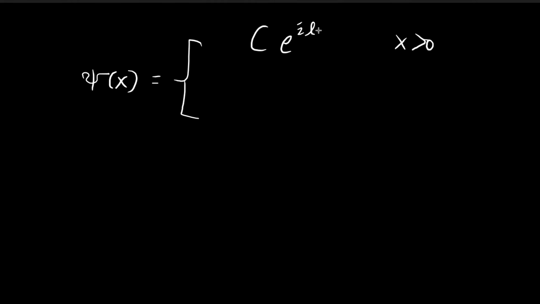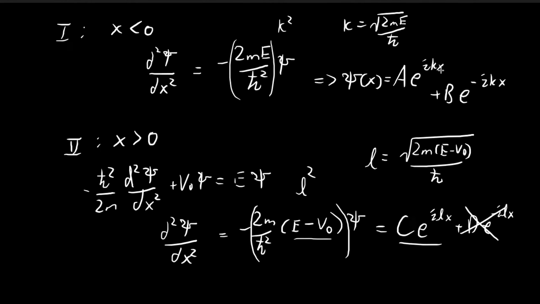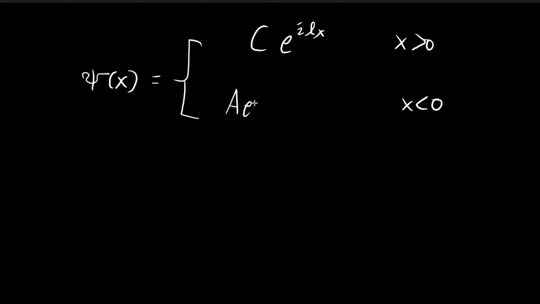So in the end, we can summarize what we have so far. For the region x larger than 0, our ψ(x) is equal to some constant c times e to the power of ilx. And then for the region x smaller than 0, our ψ(x) is equal to a times e to the power of ikx plus b times e to the power of negative ikx. So you see that this represents a wave traveling from the left to the right. This represents a wave traveling from right to the left. So this will represent the wave that is bouncing backwards. So this will be the reflected wave.